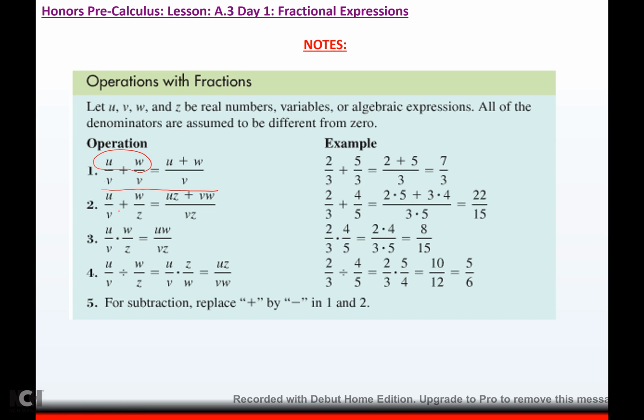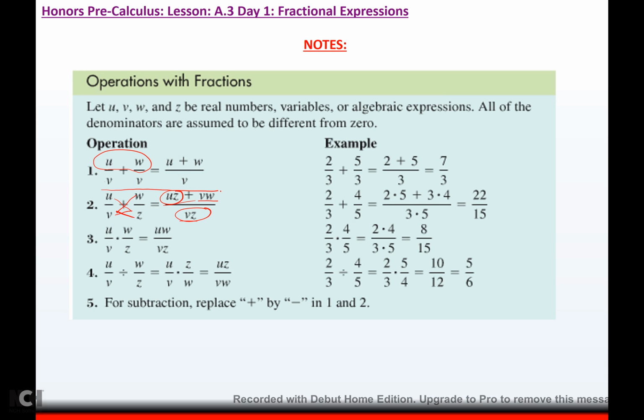When you have different denominators, you have to get a common denominator, which might not be the smallest, but the fastest way is to multiply the first two by the bottom of the second. So that's where they got the UZ and then they got the VZ on this side. And then you take these two and you multiply by V, that's where they got the VW and the VZ. So you get a common denominator and then you add your new numerators.